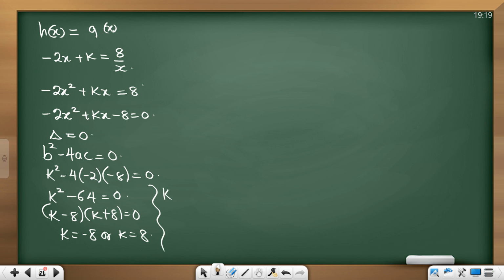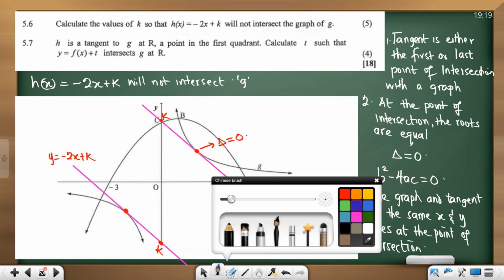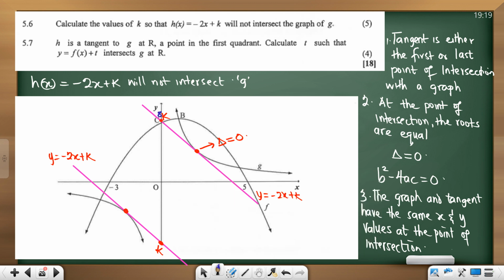Or Elena, who knows the maths principles, will say k squared. But when you introduce the square root, you must put plus or minus. It makes sense though. You notice we had two graphs. It makes sense to have two values of k, negative 8 and positive 8. Check, that means that value there is positive 8. And this value is negative 8. But we are not done.